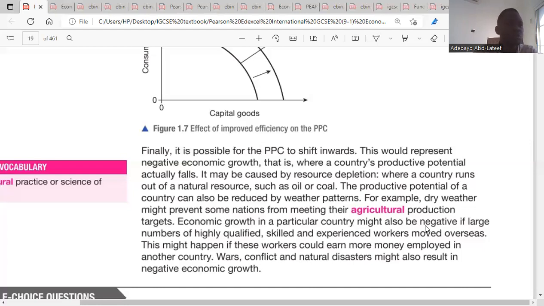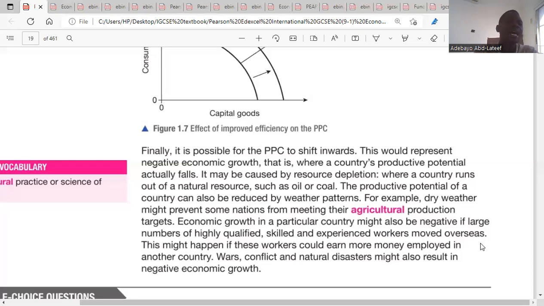Agricultural products will not be produced because agricultural products need a good weather condition for the crops or plants to germinate. Without good weather, a country that doesn't have the kind of weather that helps agriculture would not be able to produce agricultural products. And that might be what? Economic decline. The third one. Economic growth in a particular country might also be negative if large numbers of highly qualified, skilled, and experienced workers move overseas.